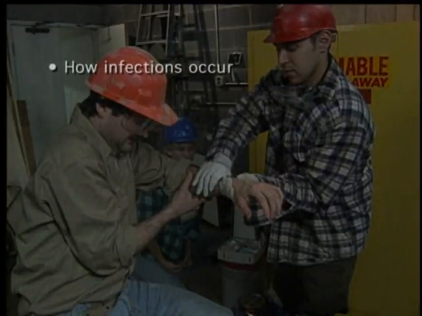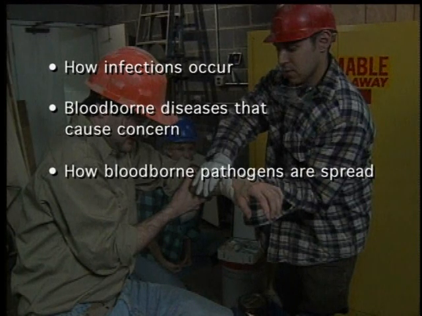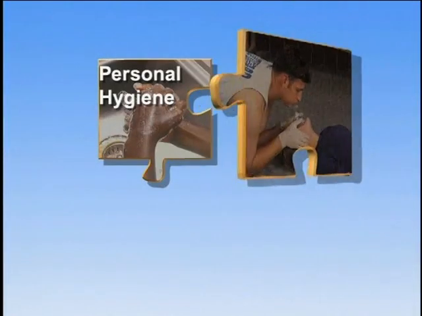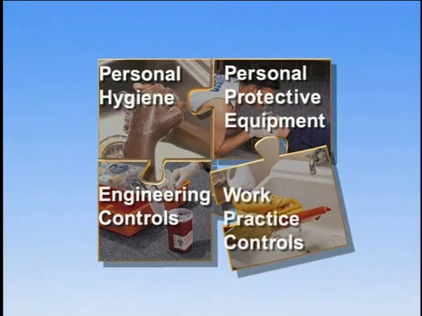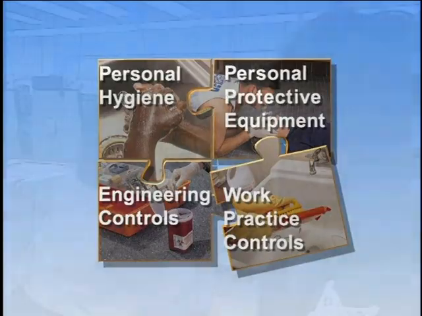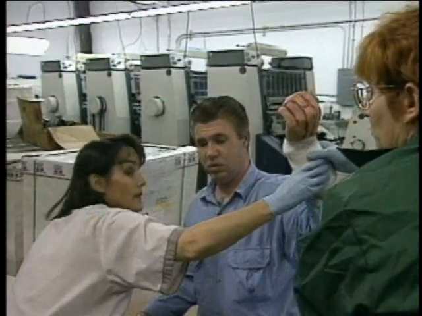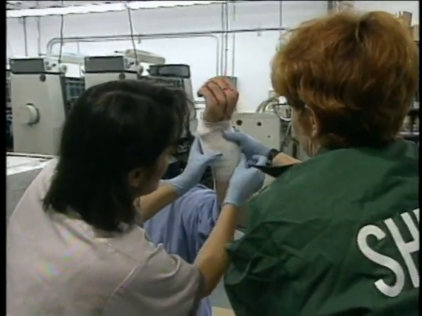This training discusses how infections occur, the bloodborne diseases that cause concern, how bloodborne pathogens are spread, and how to protect yourself from disease transmission. Prevention includes practicing personal hygiene, using personal protective equipment, and following engineering and work practice controls. Remember, the better informed you are about infectious diseases, the less likely you are to contract or transmit them.